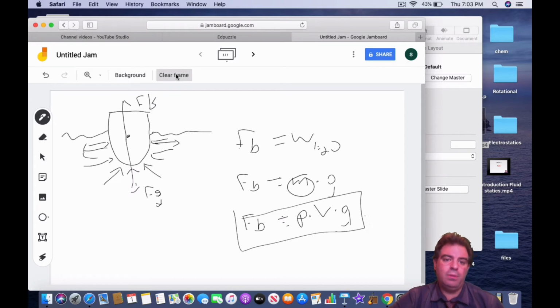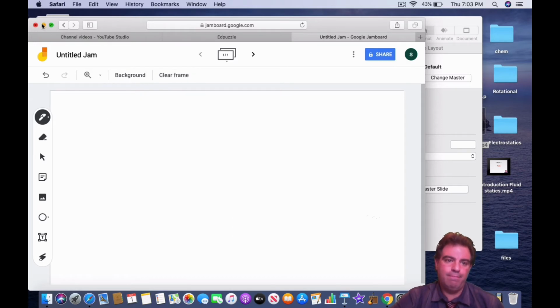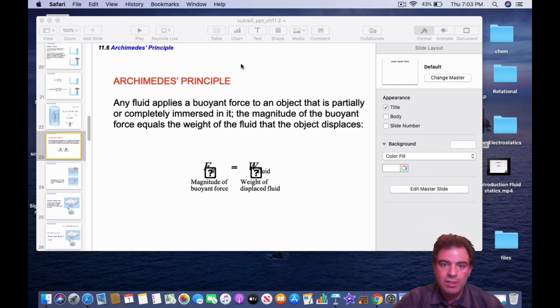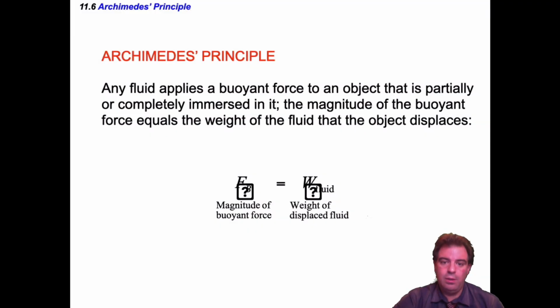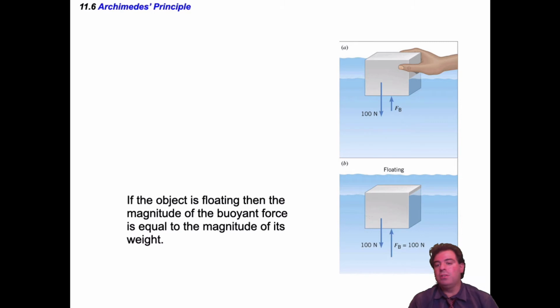So, clear this frame. Going back to our presentation, let's check this out. As you can see over here, we have an object and we place it on the surface. If it floats, that means that the force of gravity at that point is going to equal the force of buoyancy. Now if you place some more weight on that object, it's going to be submerged further, and that's going to increase the force of buoyancy. And at that point, the force of gravity is going to equal the force of buoyancy.